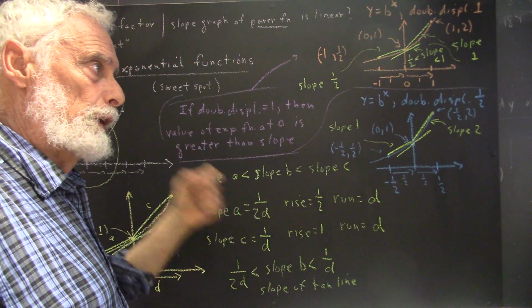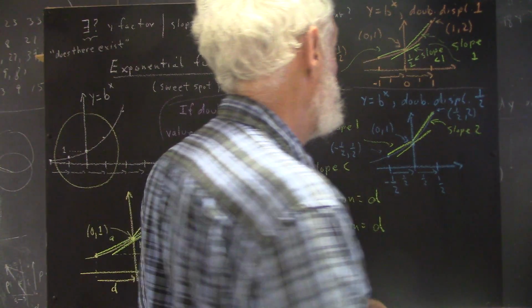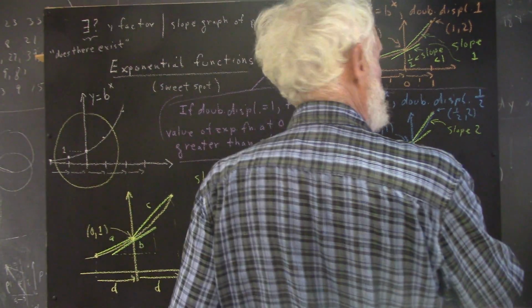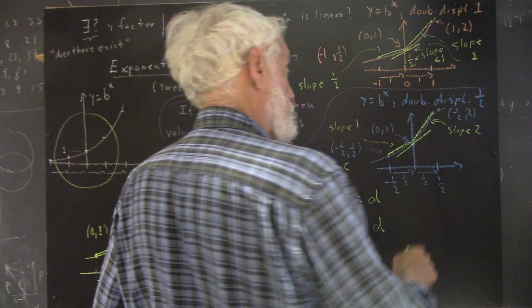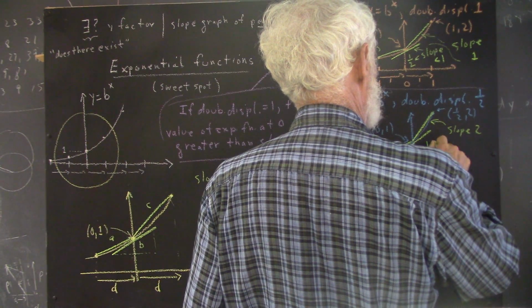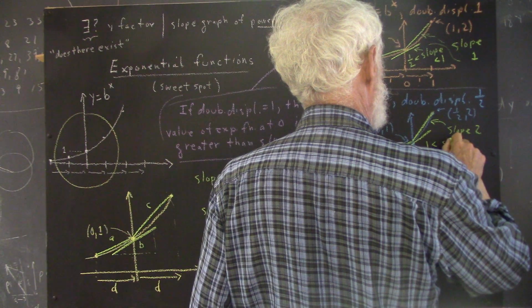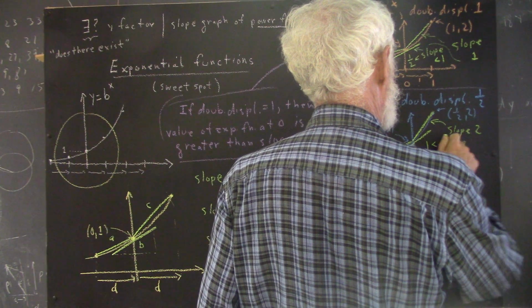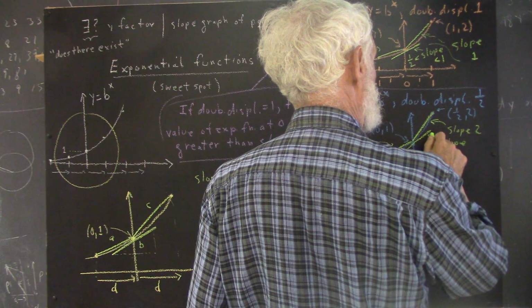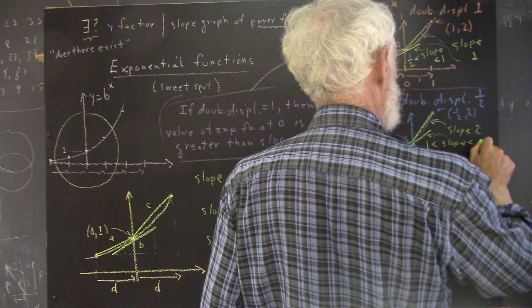Now, I wrote out an inequality for the slope of the tangent line. You should pause and write out that inequality if you didn't already do it. So I'm going to go ahead and do it, but you should have done it now. So that 1 is less than the slope of this thing, which is the tangent line, which is less than 2.